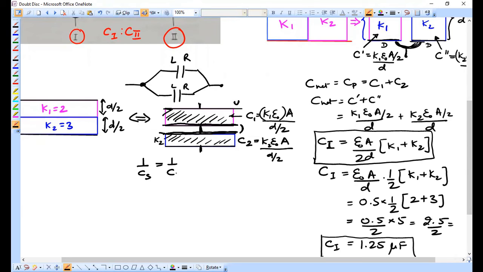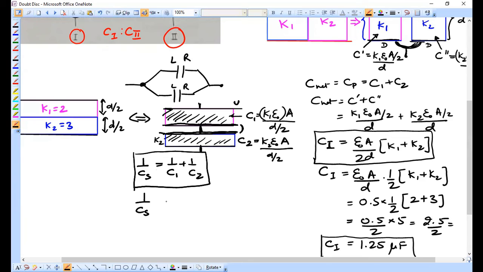and probably you are well aware of the series formula, 1 upon CS is equal to 1 upon C1 plus 1 upon C2. This is the formula that you are going to apply. 1 upon CS is equal to 1 upon C1 plus 1 upon C2. So what is 1 upon CS? Here 1 upon C1, what is that?